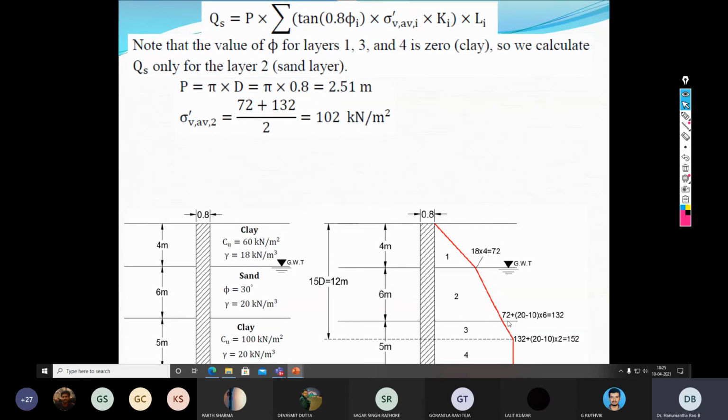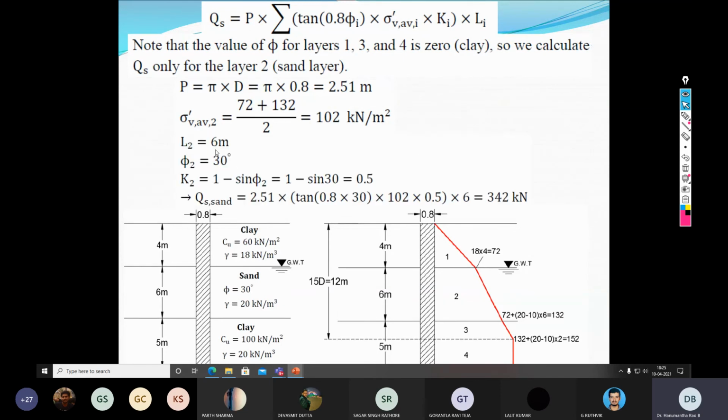Sir, we can also do it by integration, no, sir? That will be more accurate. Yeah. You can also do it by integration. Okay, sir. You are most welcome to do so. And sigma at the bottom of the sand layer is 132. So average is 72 plus 132 by 2, so this is 102. Now the length of that sand layer is 6 meter.